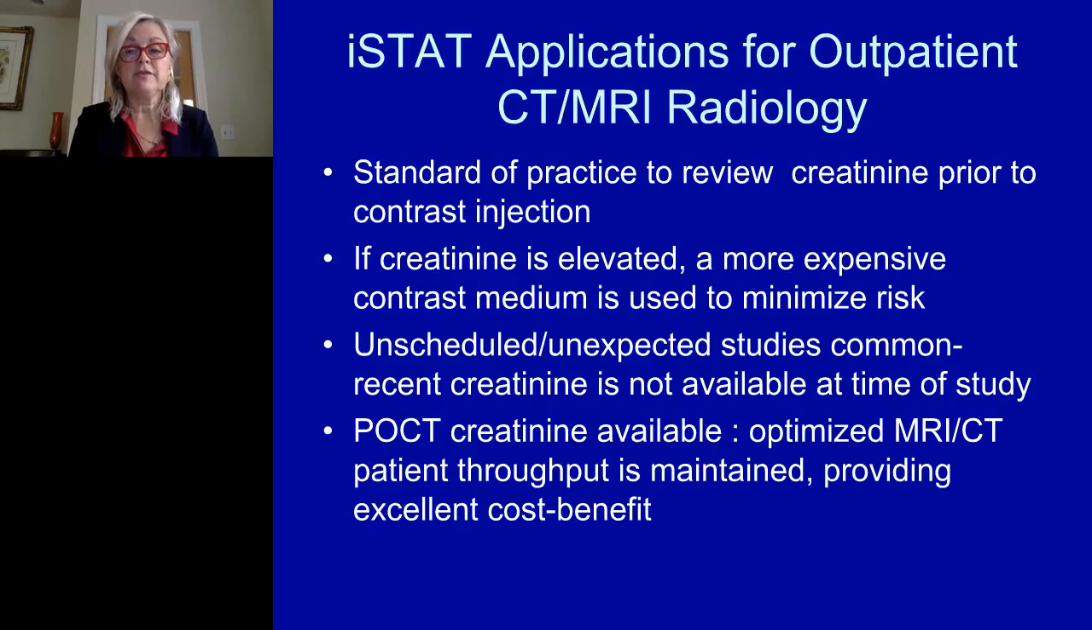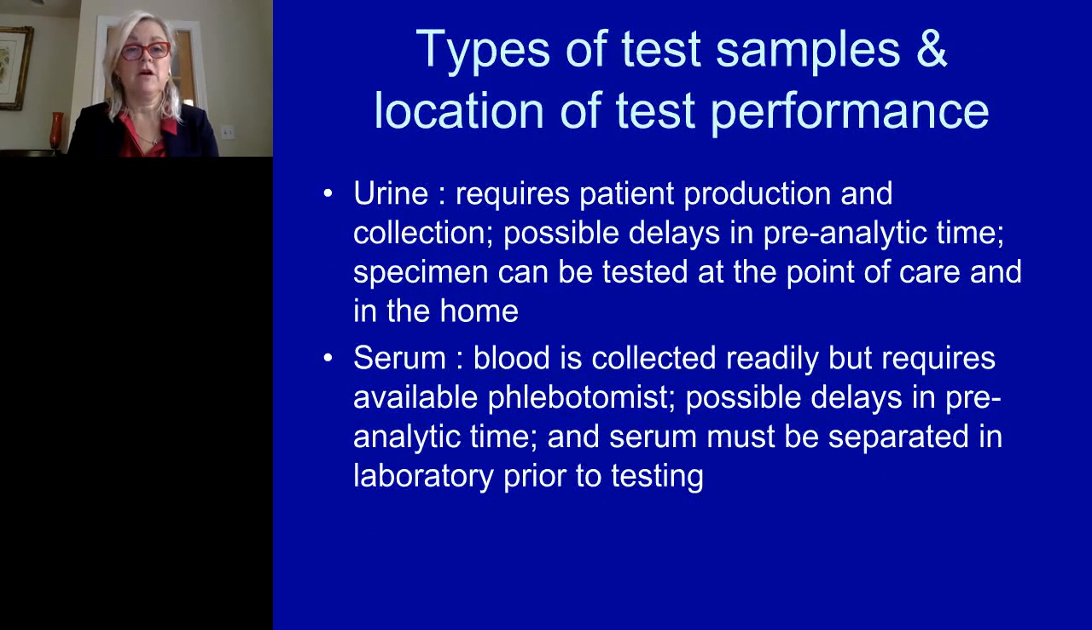So now, going back to our predicament of patients appearing for cancer treatment or diagnostics in their reproductive years who may be pregnant, let's look at what we have as options. We have two types of test sample, either urine or serum, and that to a large degree determines where the test is going to be performed. So the urine requires the patient to produce and collect the urine. And although that sounds very simple, those of us who have waited for a urine sample know that it actually takes a lot longer than you might think. There are possible delays, therefore, from that aspect.